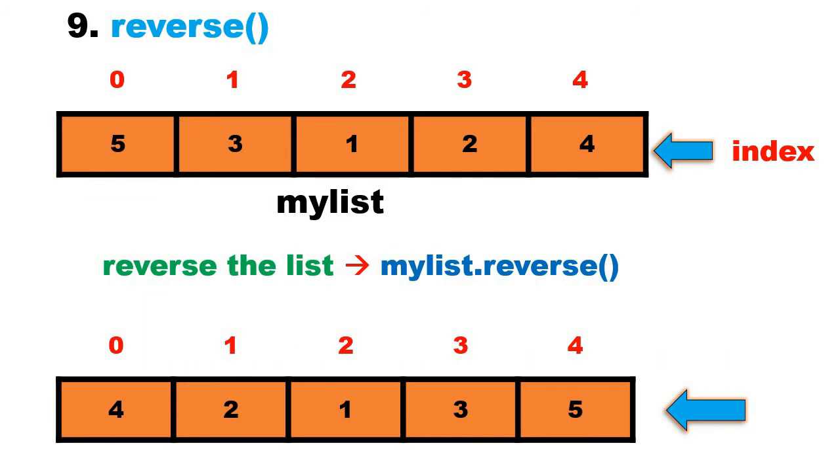Here in the previous list I have taken 5, 3, 1, 2, 4. After reversing the list, it looks like 4, 2, 1, 3, 5. So 4 is present in the last index, and it is moving that element to the first index. Clear? Likewise, it is moving all the elements to the very next position.